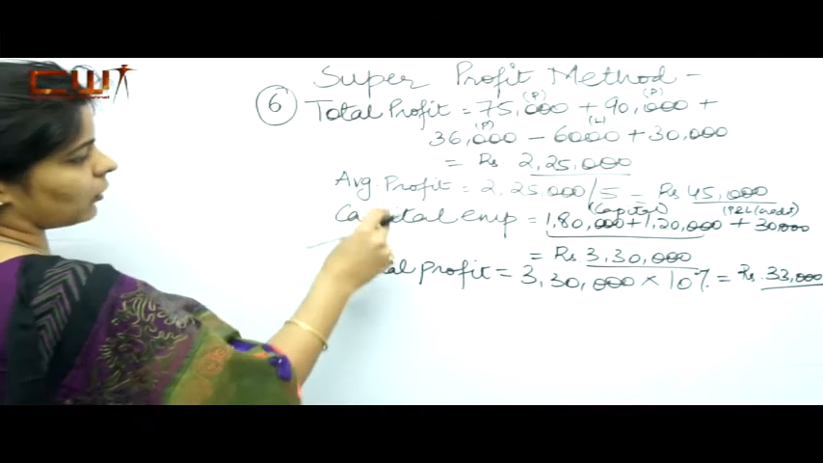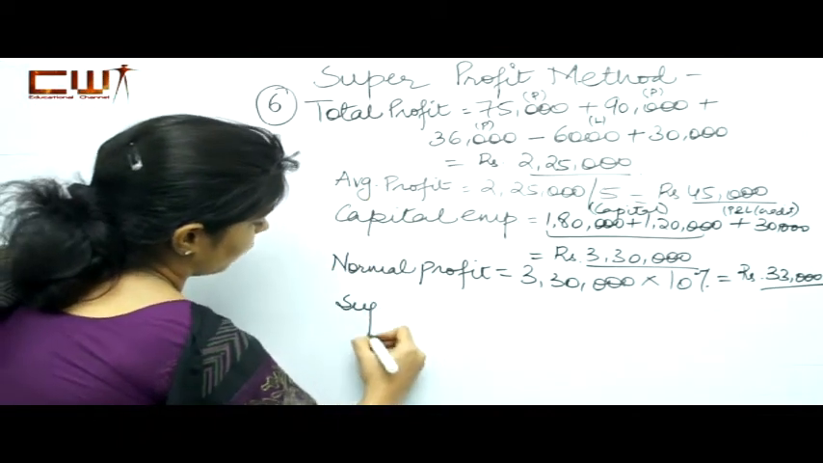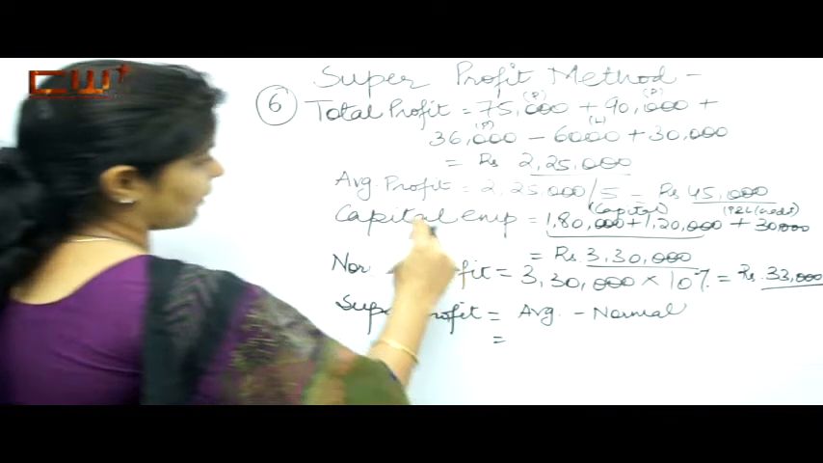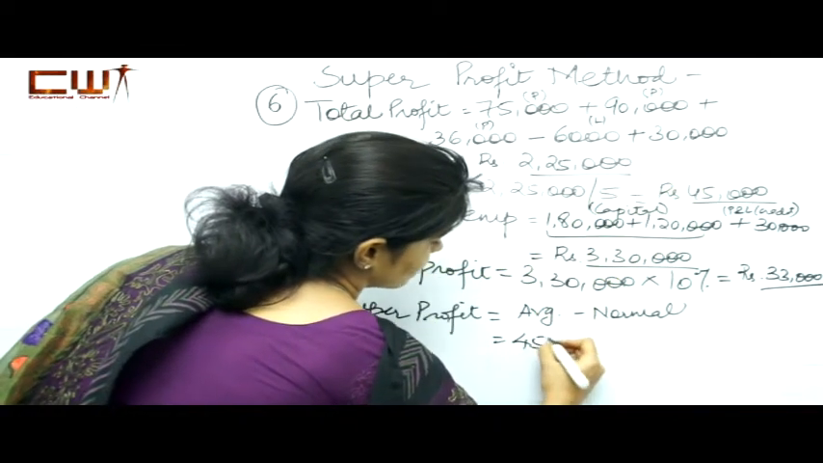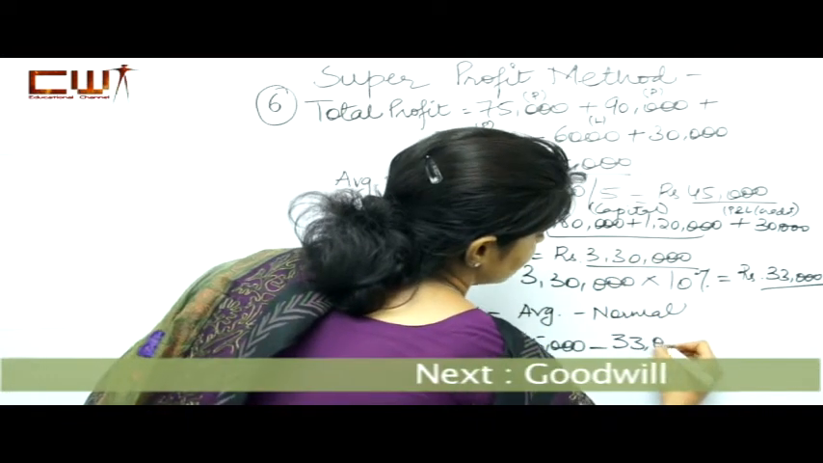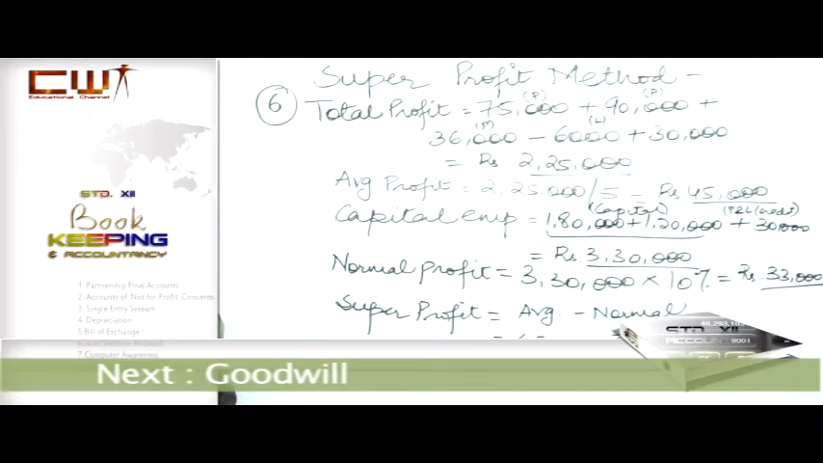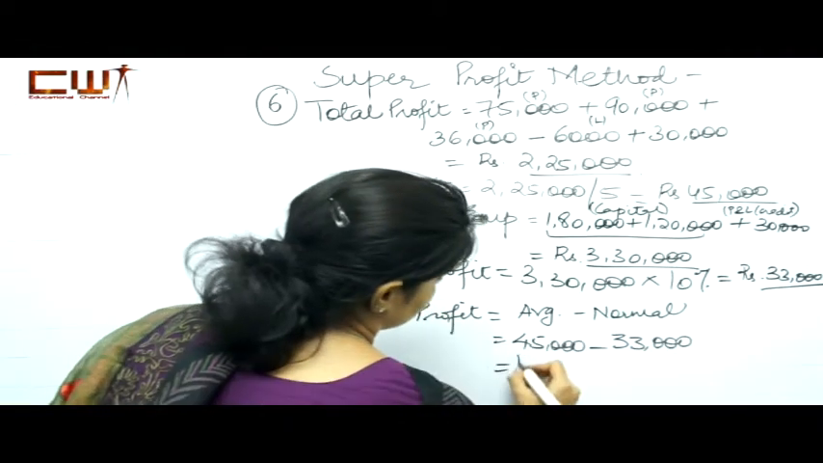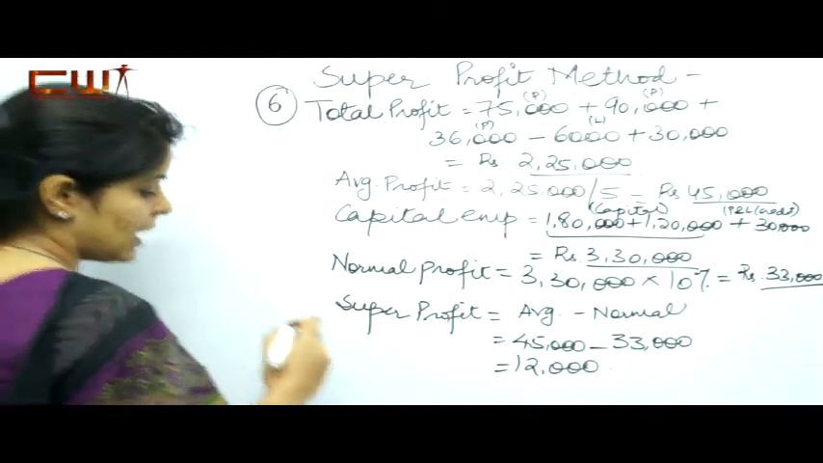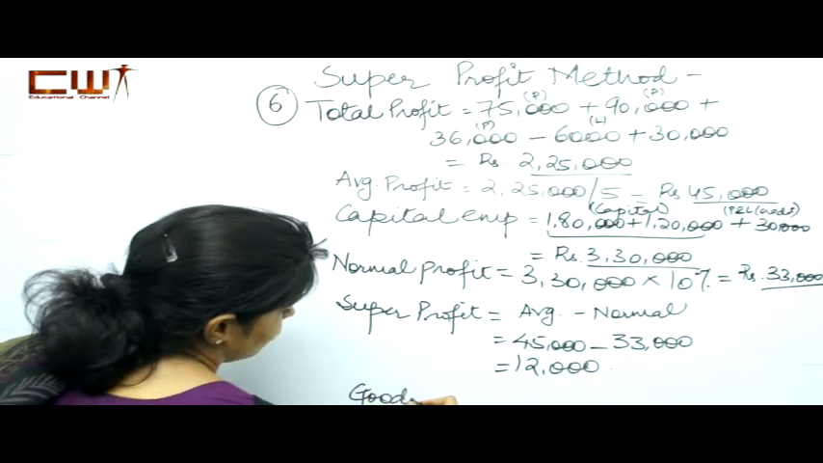So you have got the normal profit, and you got the average profit also. Now you find out the super profit. Average minus normal. So what is the average profit you calculated? 45,000 minus what is the normal profit you calculated? 33,000. Right? 45,000 minus 33,000 will be 12,000. 12,000 is the super profit that you have calculated. Last step finally is calculation of the goodwill.